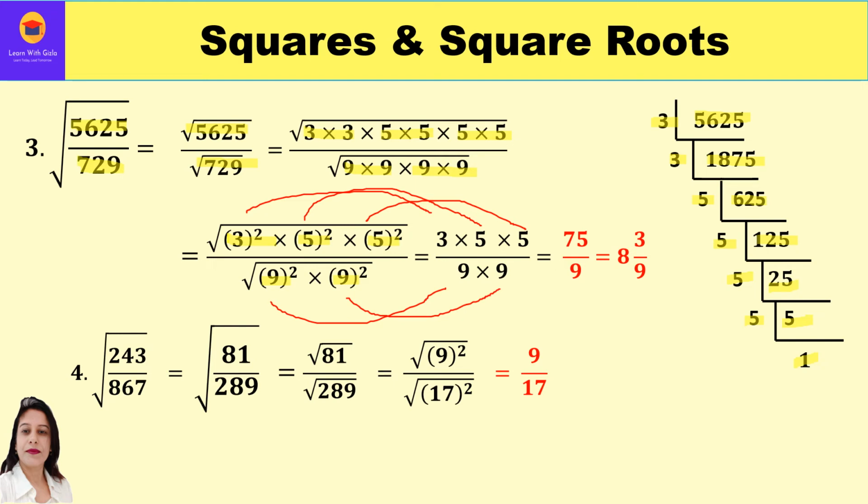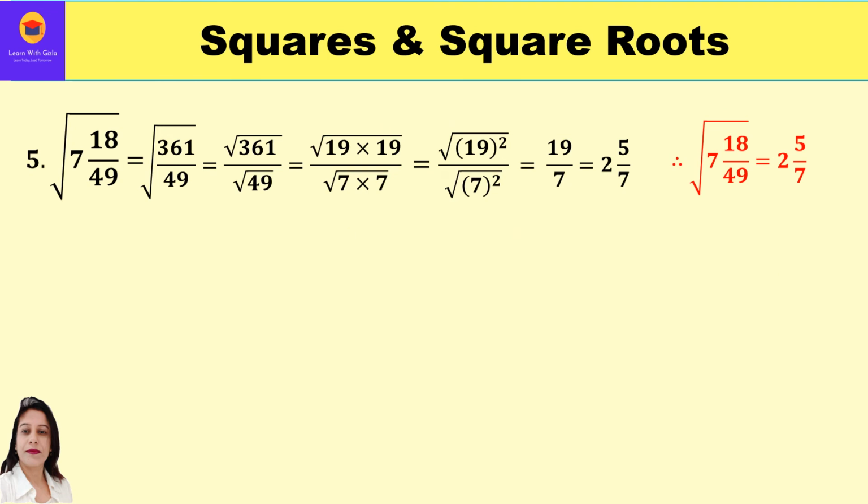3 into 5, 15. 15 into 5, 75. So 75 we'll get. 9 into 9 is 9. Further, we can simplify and find it in a mixed fraction. We can write in mixed fraction. So we will get 75 divided by 9 is 8, 3 by 9. Right? So this is the square root of 5625 upon 729.